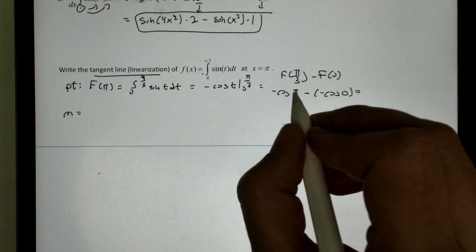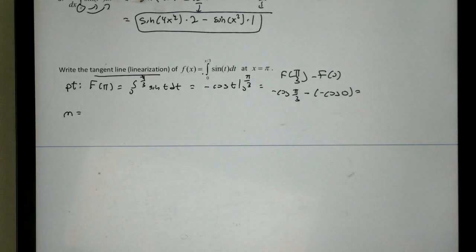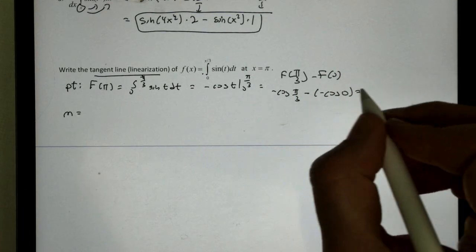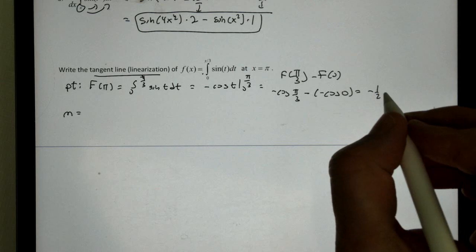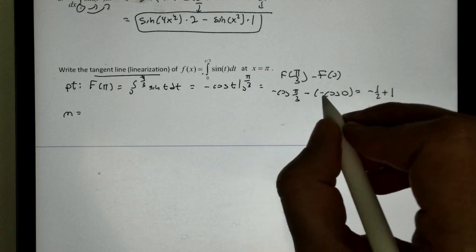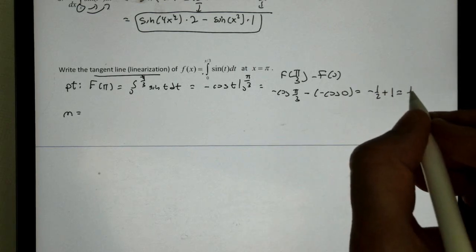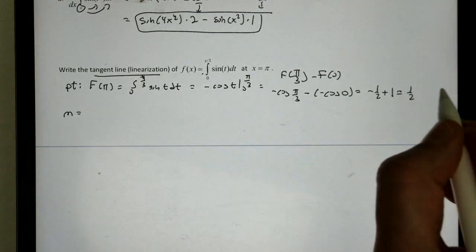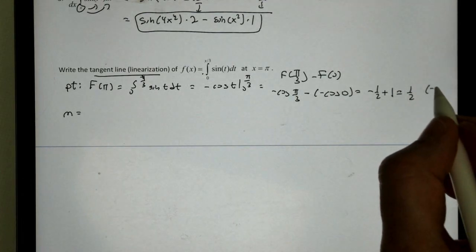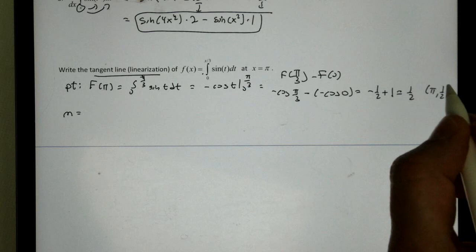So if I simplify that, the cosine of pi over 3 is 1/2, so that becomes a negative 1/2 plus 1. That's just because cosine of 0 is 1. So that becomes 1/2. So our point becomes pi, 1/2.